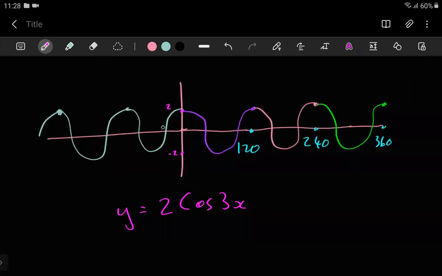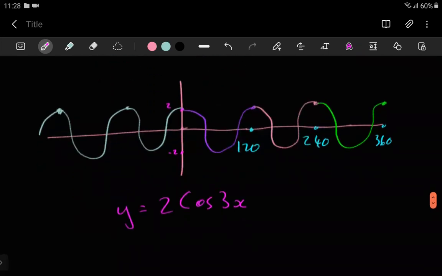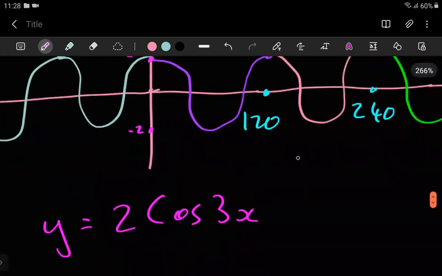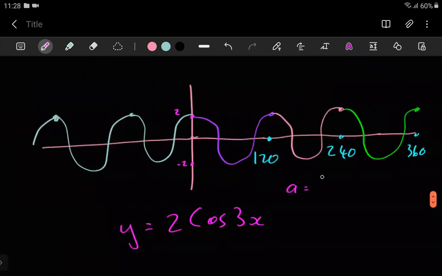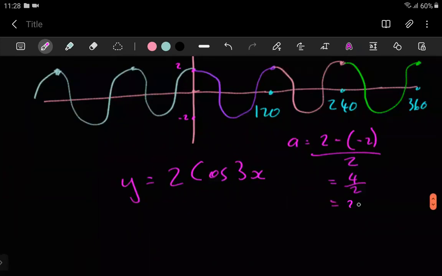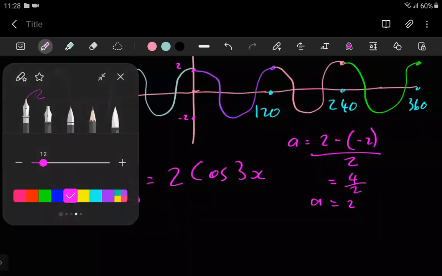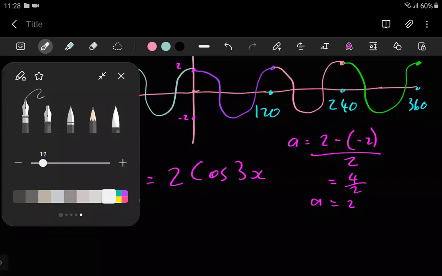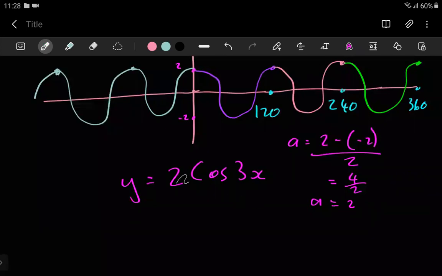The amplitude is a 2 because 2 minus negative 2 is a 4, and 4 divided by 2 gives you an amplitude of 2. So here, amplitude would be the maximum y value, which is a 2, minus the minimum y value, which is a negative 2, the whole thing over 2. 2 plus 2 is a 4, 4 over 2 is a 2. There you go. That's why this is a 2. And in a space of 360 degrees, you're seeing 3 full graphs. That's why the frequency is a 3.